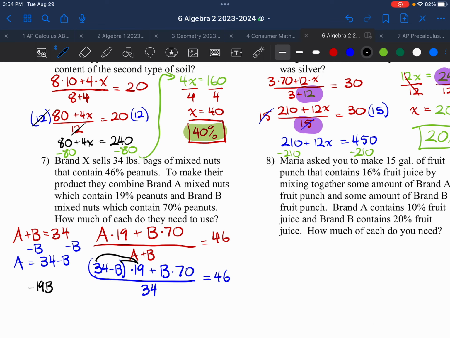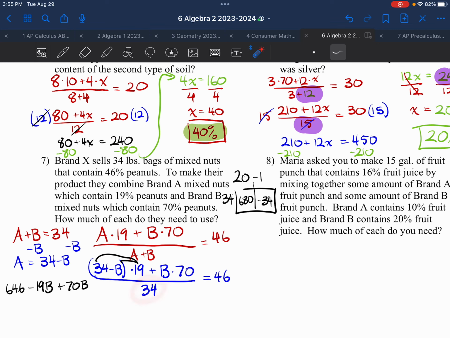Well, 19 times 34 is the same thing as doing 20 minus 1 times 34. I can do that problem in my head, but I want to show you how I do it out loud. 2 times 34 is 68, so 680, and negative 1 times 34 is negative 34. So 680 minus 34 is 646. So this is going to be 646 minus 19B plus 70B. And that's all going to be divided by, not by 34 anymore. I'm doing a bunch of things in the same step because otherwise I'm going to run out of room.